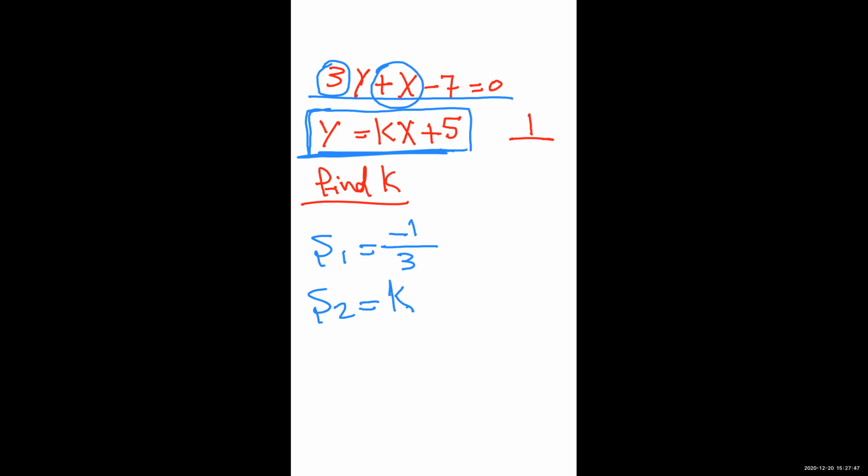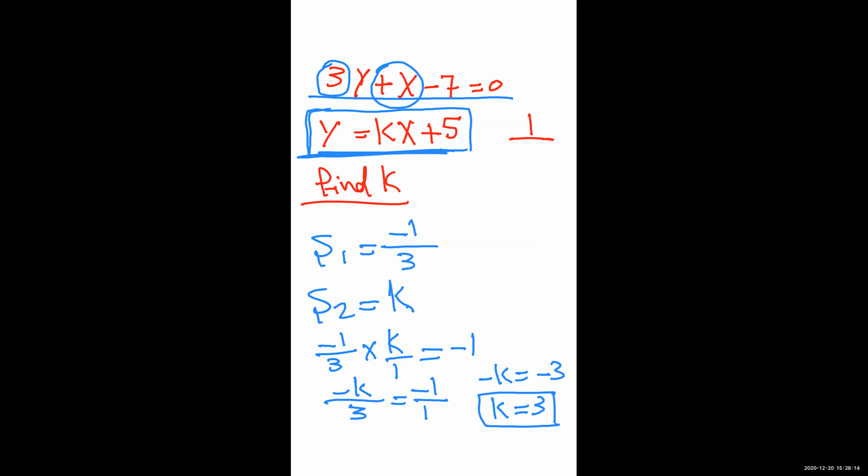So now these two lines are perpendicular, so this means negative 1 over 3 times k, which is of course k over 1, will equal negative 1. So negative k over 3 will equal negative 1 over 1. So negative k will equal negative 3. So this means k will equal 3. That's it. Are we clear about that? Yes. Okay, any questions, guys?